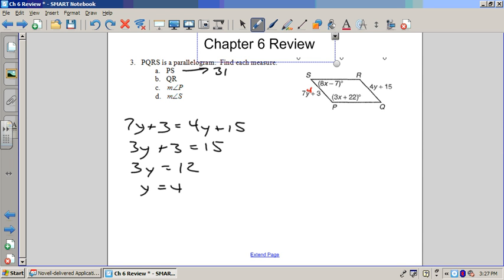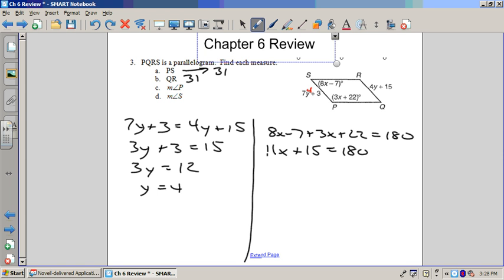QR better be the same thing because they're opposite sides. Just to make sure, 4 times 4 is 16. 16 plus 15 is also 31. The way I'm going to find the measure of angle P is I know that angle P and angle S must be supplementary because they're consecutive angles of a parallelogram. So 8x minus 7 plus 3x plus 22 equals 180 degrees. Combining like terms, 11x plus 15 is 180. Subtracting 15 from both sides, 11x is 165. Dividing both sides by 11, x equals 15.